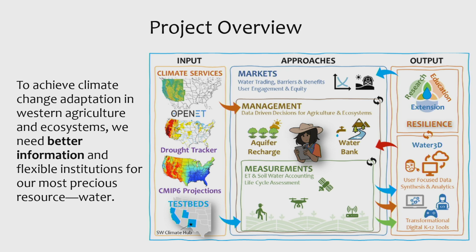Our transdisciplinary team works with growers, irrigation districts, and ecosystem managers to adopt and adapt climate resilience strategies, train the next generation of transdisciplinary practitioners, and produce an online dashboard for data-driven decision-making. By bringing together hydroeconomic and life cycle assessment with localized water accounting and regional climate projections, the project goal is to evaluate and enable water trading for climate resilience in agricultural and ecological systems in the southwestern U.S.